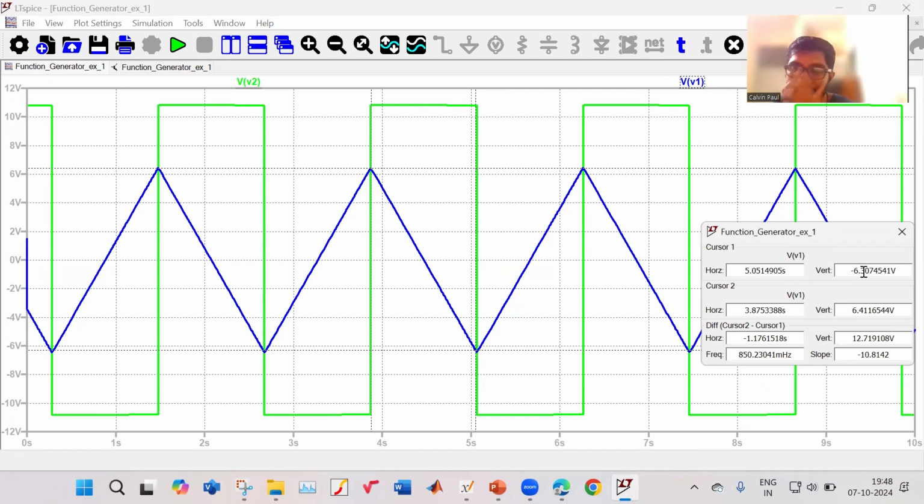But when we did our calculations, it should be 14.4. Our difference here is 12.719, but according to calculations, the difference should be 14.4. So there is a slight deviation. There is quite a bit of deviation because we are using a practical op-amp, not an ideal op-amp.